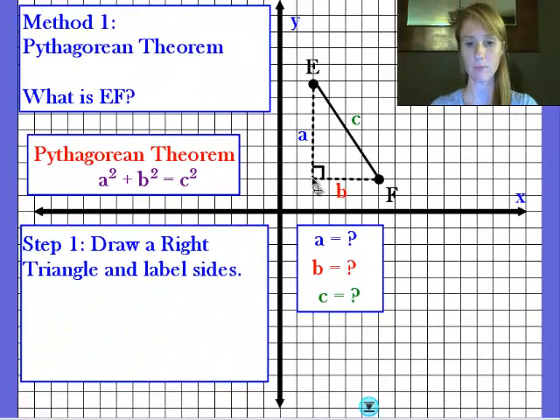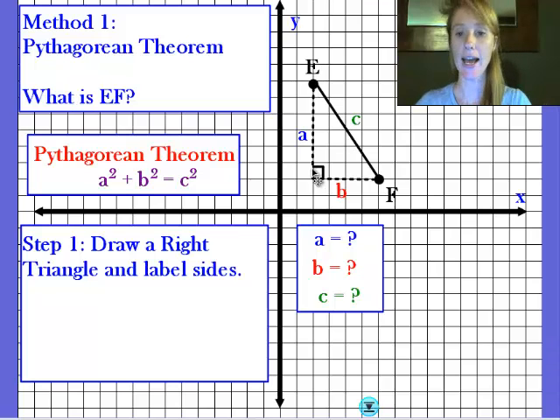Very good. The last part of this step is to label the sides of the right triangle. The legs of the right triangle are the shortest sides. I have the vertical leg right here, and I'm going to label that leg A, or side A. I also have leg B right here. I could interchange those 2 sides, but for this example, I'm going to call this side A and this side B.